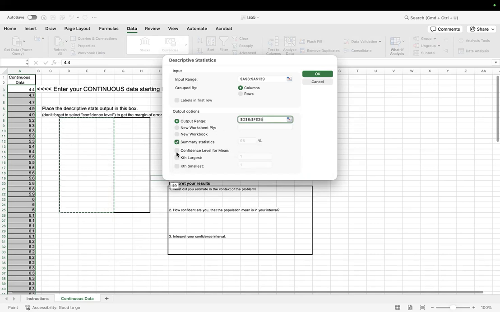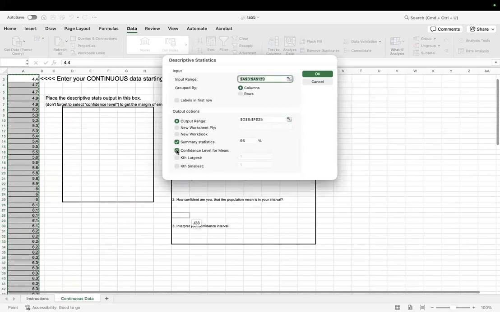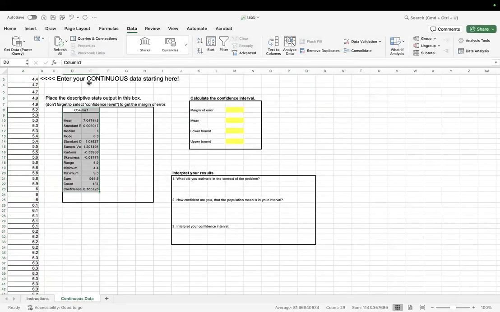The other thing we want, confidence level for mean, right there. I'm going to click on the box for confidence level for mean. You can make whatever confidence level you want. You can make it 99%, you can make it 95, you can make it 90, you could be really weird and do something like 82.5%. Whatever you want it to be, put your confidence level right there. When I click OK, it's going to populate.